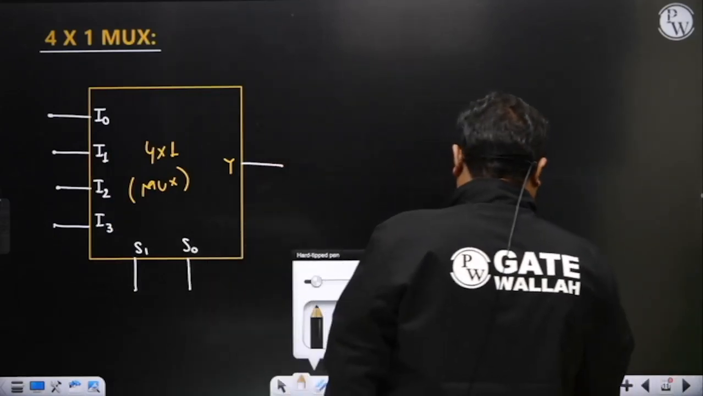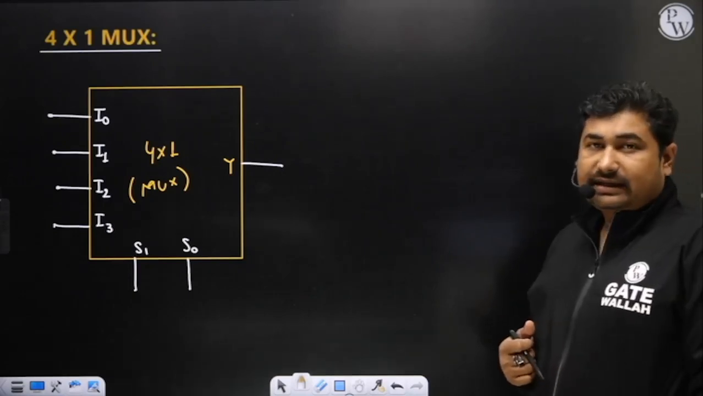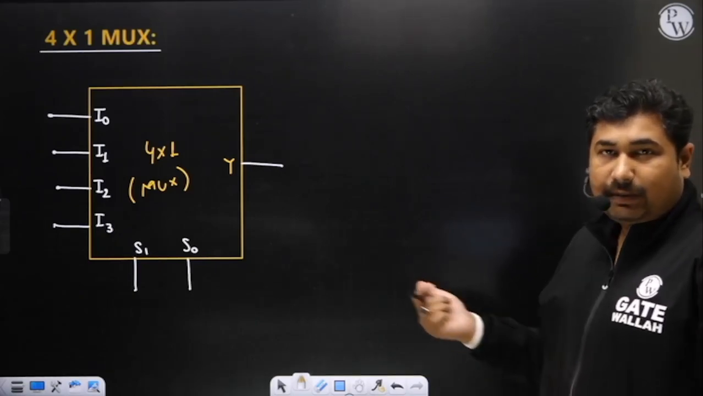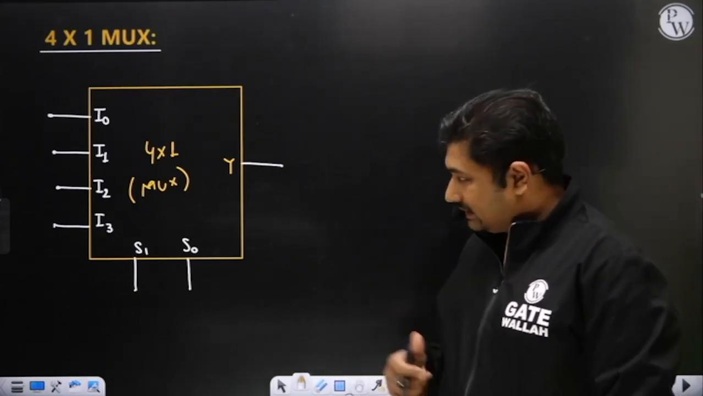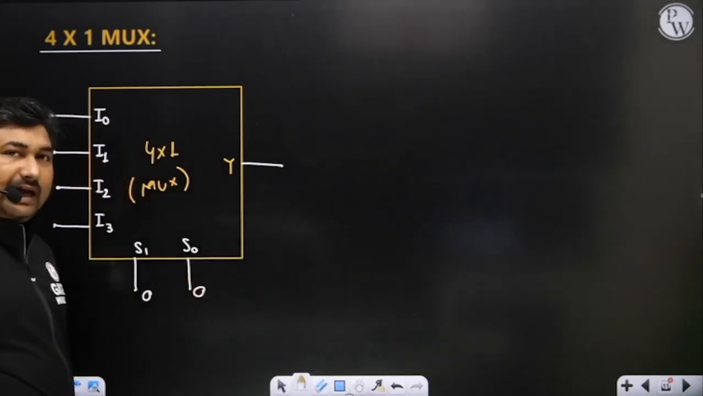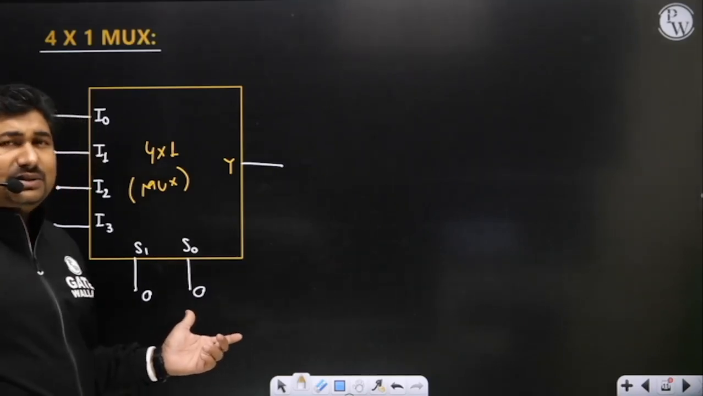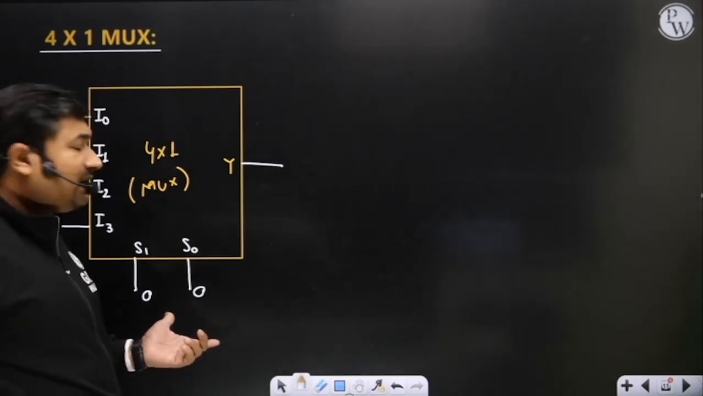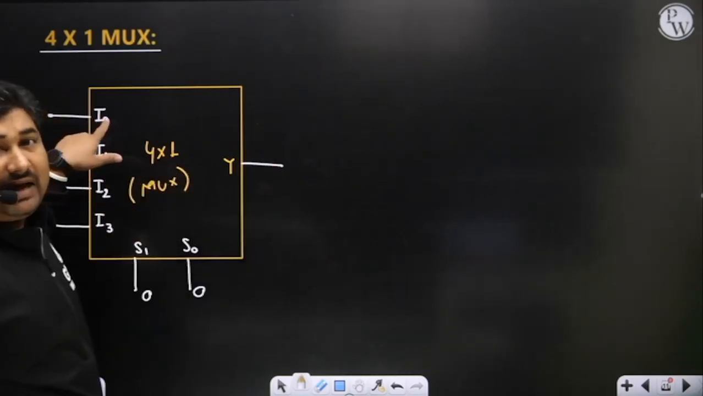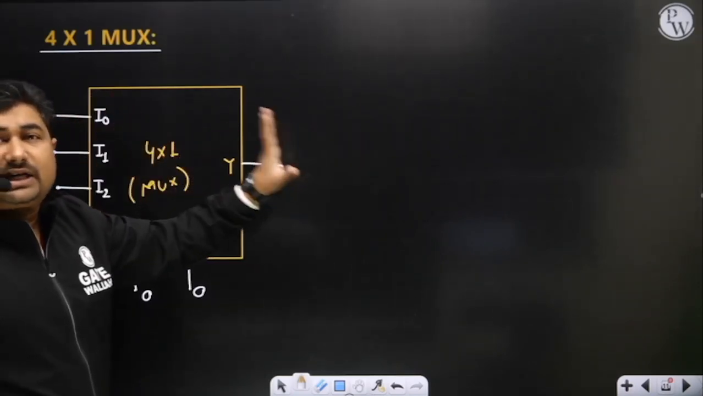Now, please observe here. Before implementing any logic circuit or any combinational circuit, first of all, we need to identify the input-output relationship. In case you apply 0, 0, which is the binary of 0, we want the input which is transferred to the output to be that of the I0 pin. It means whatever input is applied to the I0 pin is going to be transferred to output Y.